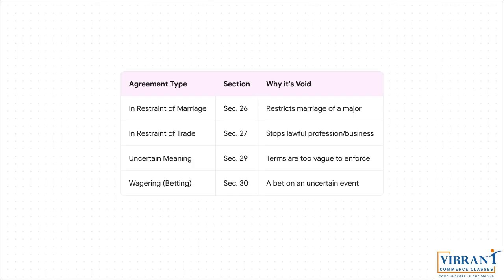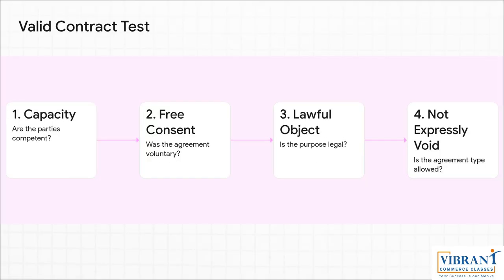So let's pull it all together. This is your 4-pillar checklist for every single agreement you analyze. 1. Do the parties have the capacity? 2. Was there free consent? 3. Is the object lawful? And 4. Is it a type of agreement the law hasn't already declared void? You need a solid yes for all 4. If even one of these pillars is shaky, the whole contract can come crashing down.